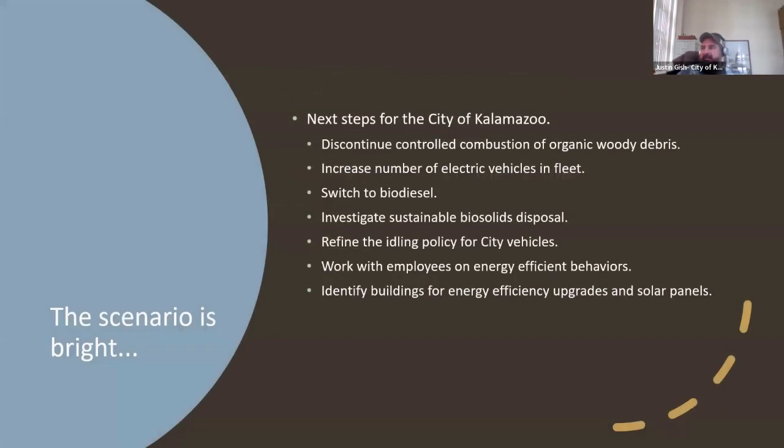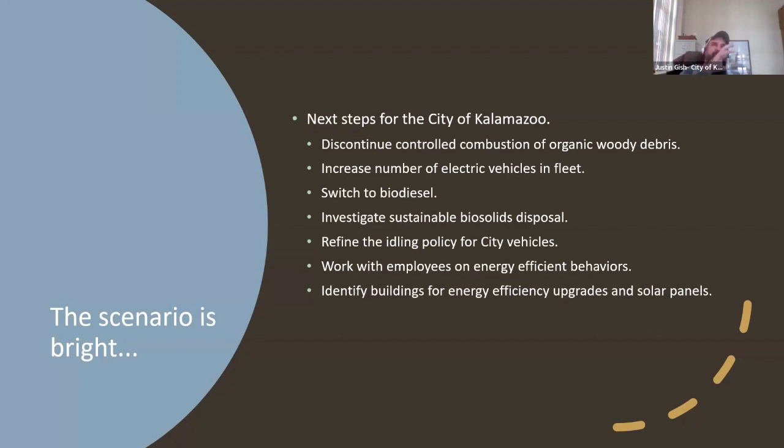So what's the city going to do? Again, I said we already stopped burning the woods. That's 167 metric tons gone. We're going to increase the number of electric vehicles in the fleet. Right now we have 0. We're increasing that to 2 this year for sure, and there'll be more to come. Facilities is all in on electric vehicles.